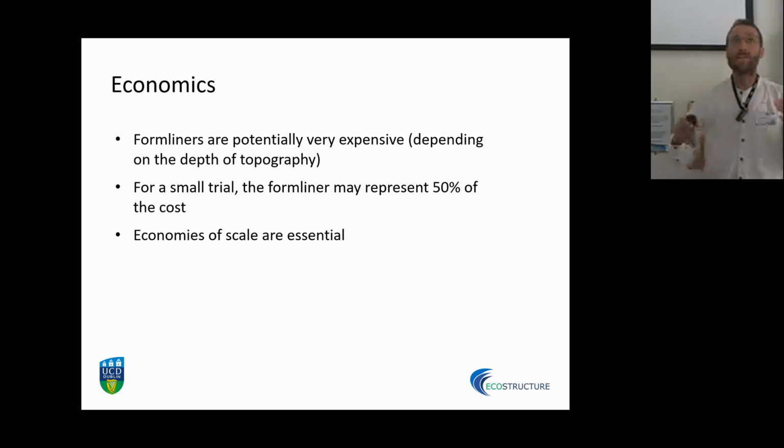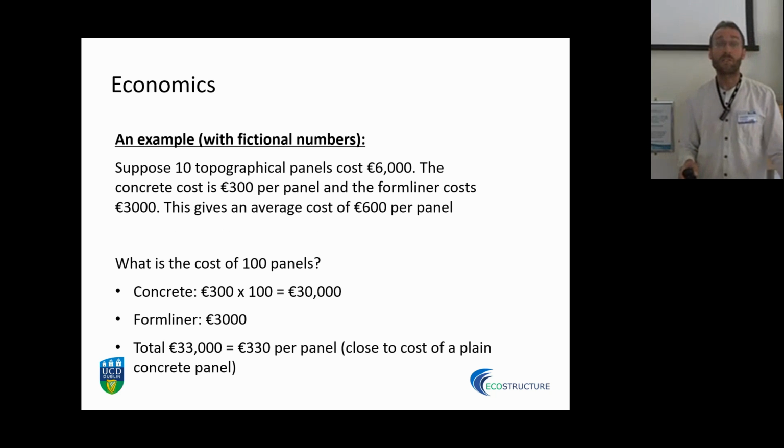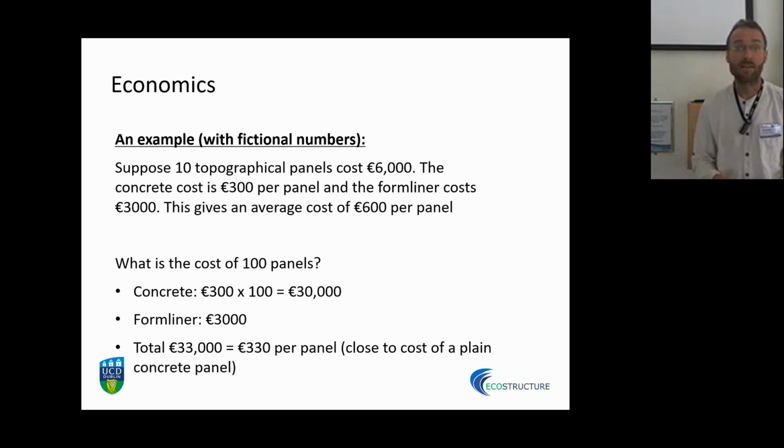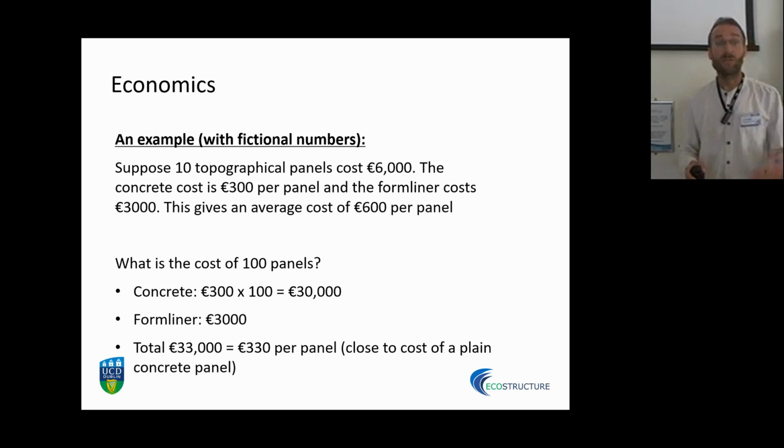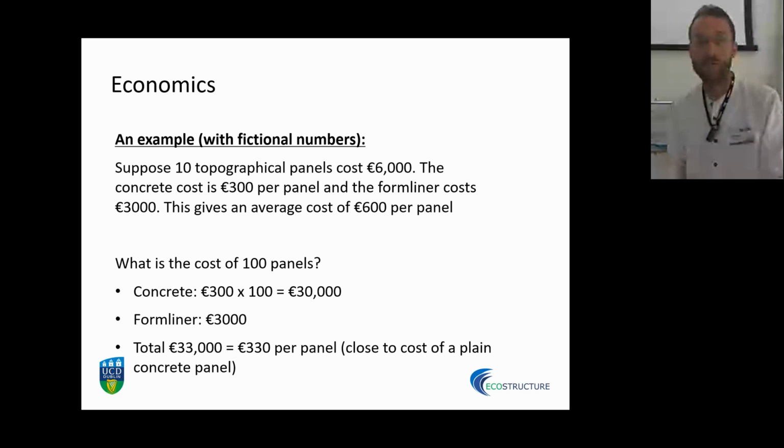But thinking forward, if you were producing hundreds of tiles, then the proportion of the cost which is involved in producing the form liner would obviously be a lot lower. So if you were only producing 10 panels and your form liner cost €6,000, then the overall cost per panel would be €300 per panel. Whereas if you were producing 100 panels and your form liner cost an equivalent amount, then the cost per panel would obviously be a lot lower, because you can reuse the same over 100 times.